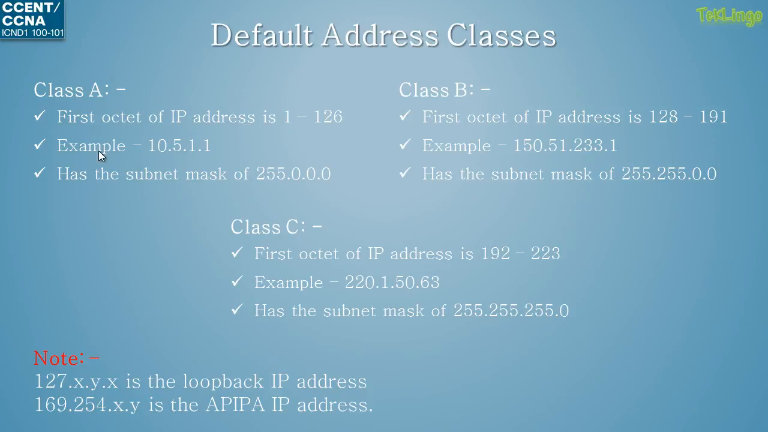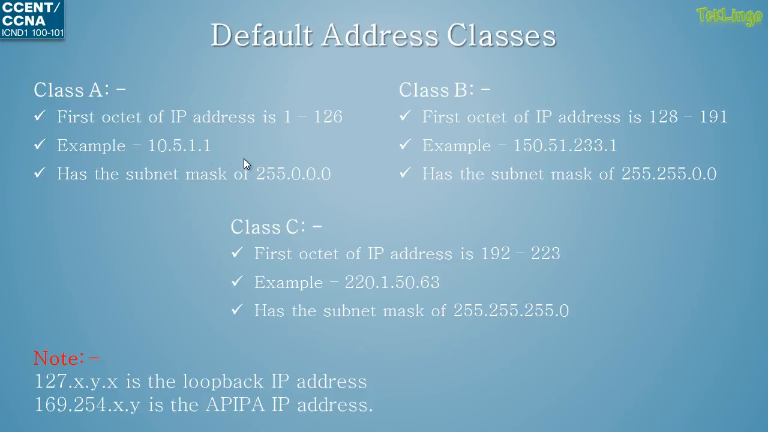So for Class A, the subnet mask is 255.0.0.0. The first octet of the IP address would be in the range of 1 to 126. And if I take an example of a Class A IP address, 10.5.1.1 and the subnet mask of 255.0.0.0, the number 10 in the IP address is the network ID, which is the first octet. And 5.1.1 is the host ID, which are the last 3 octets.